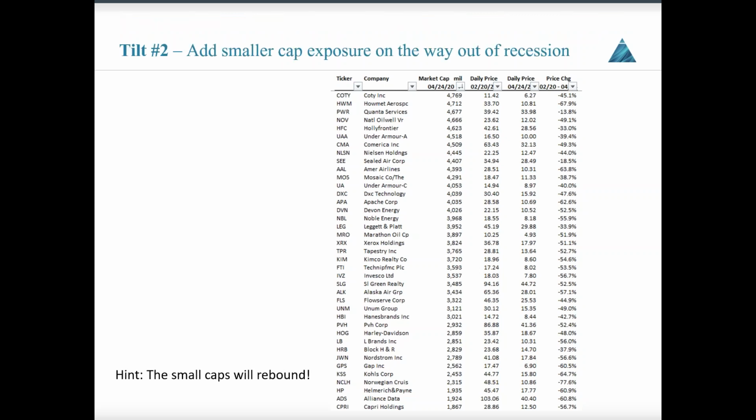Okay, so an idea for an excellent tilt would be to add some smaller cap exposure on the way out of a recession. These small cap names, they will rebound, and they will rebound hard, but I think that we're probably still a little bit too early in this game.